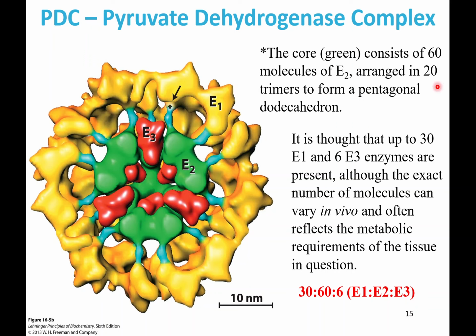And it's arranged, not very important, but it's 20 trimers to form a dodecahedron. Okay, so there's a lot of structure here. Okay, it's thought that up to 30 E1 enzymes and 6 E3 enzymes are present in this complex. Okay, and these sort of green things here are tether proteins. So the ratio of E1, E2, and E3 in this complex is 30 E1s, 60 E2s, and 6 E3s. So that's a very, very big complex. You have a lot of copies of these enzymes close together. The ratio can change, though, reflecting the certain metabolic requirements of the tissue in question.